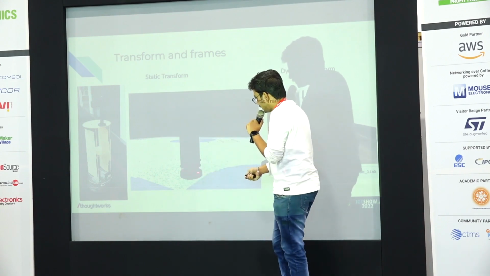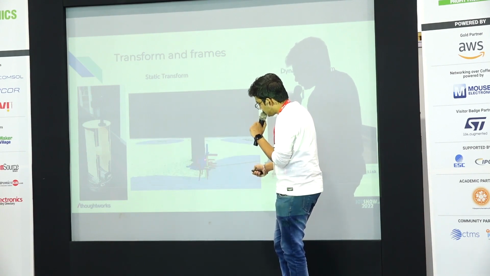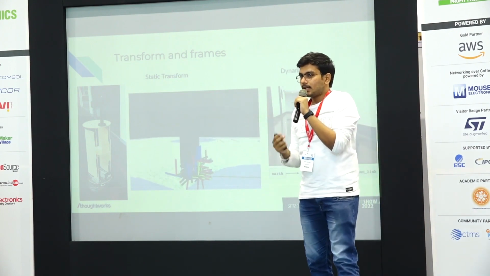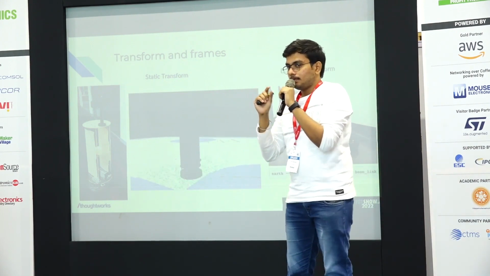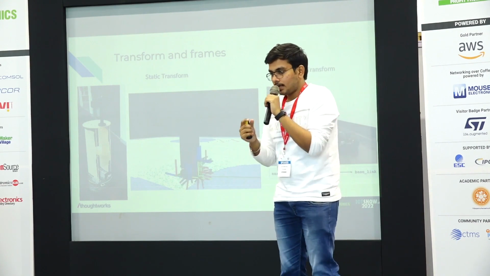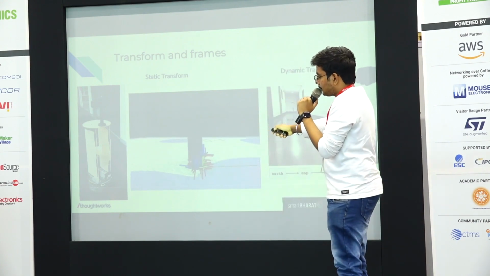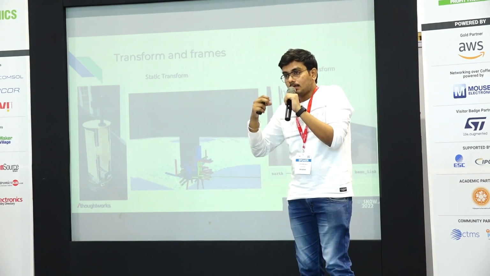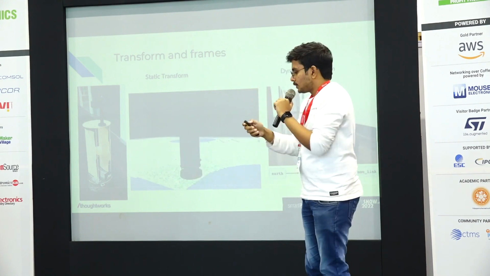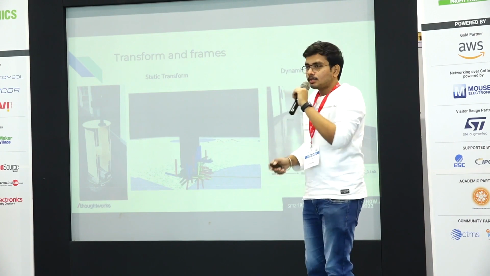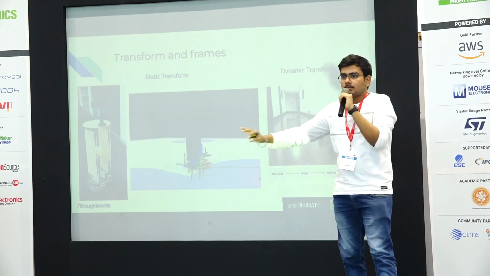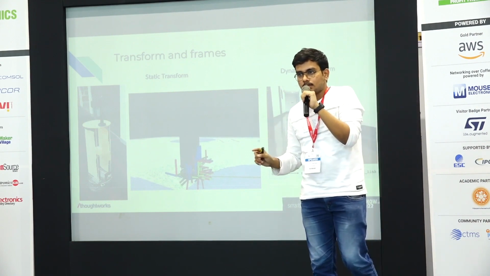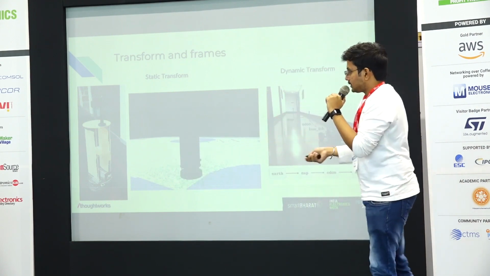We specify these transforms from the base link of the robot. There should be some kind of reference link for the robot, which we call the base link. We need to specify where the camera, LiDAR, or wheel encoders are relative to the base link of the robot. These are called static transforms. A static transform never changes throughout the journey of the robot, because the sensor is fixed to the bot, so it will not change anywhere. This is called a static transform.